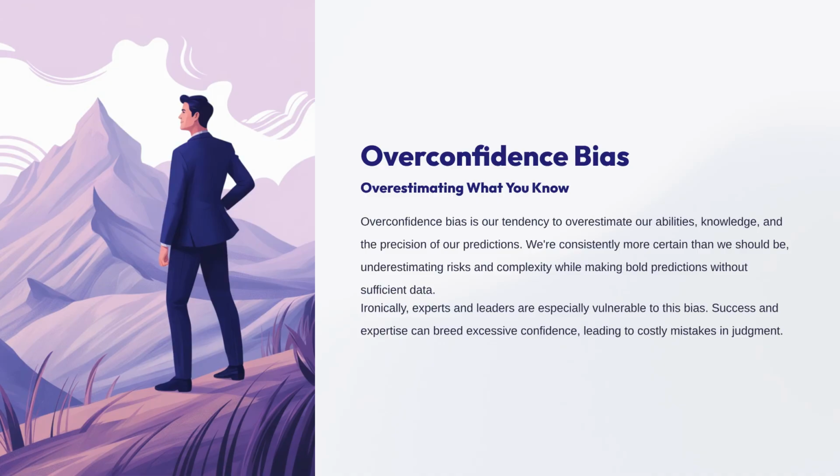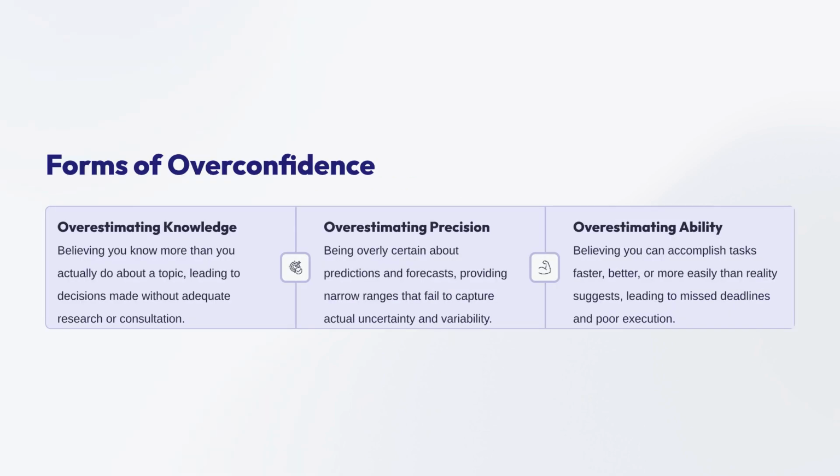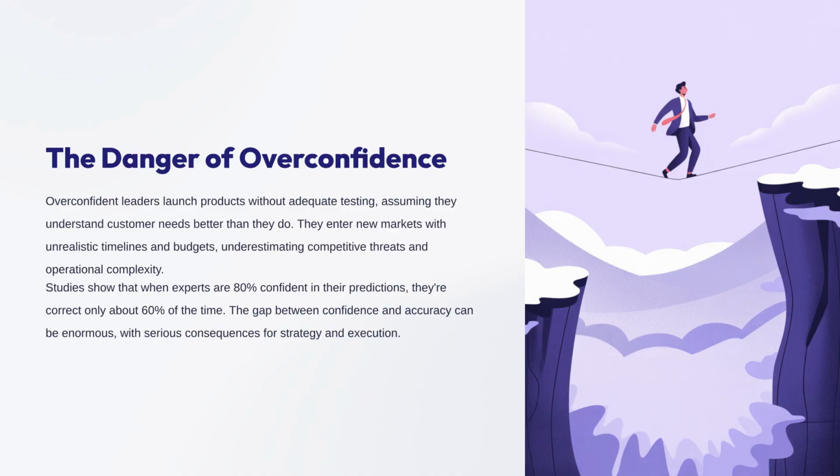Overconfidence bias is overestimating our abilities, knowledge, and the precision of our predictions. We are consistently more certain than we should be, underestimating risks and complexity. Experts and leaders are often most vulnerable to this bias, which can lead to costly mistakes. Overconfidence takes several forms: overestimating knowledge, which leads to decisions without adequate research; overestimating precision in forecasts; and overestimating ability to accomplish tasks faster or better, leading to missed deadlines.